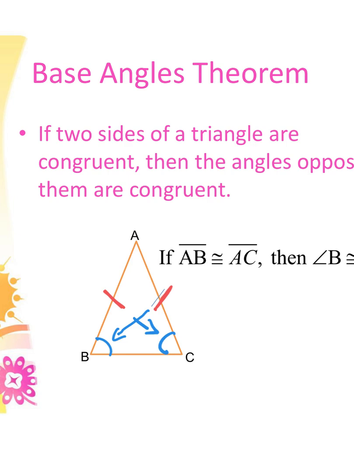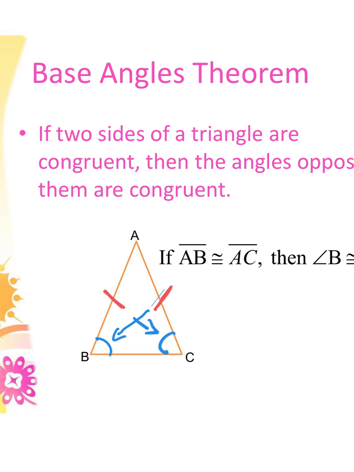So I'm just pointing the arrows to where those congruent base angles are. So if AB is congruent to AC, then I know that angle B is congruent to angle C. The angle A at the top is my vertex angle.